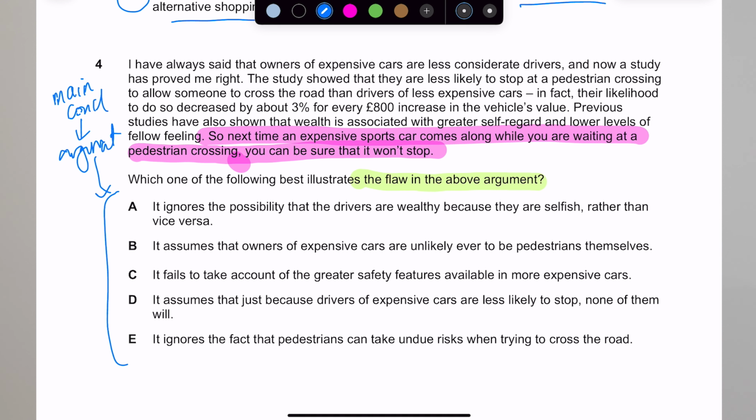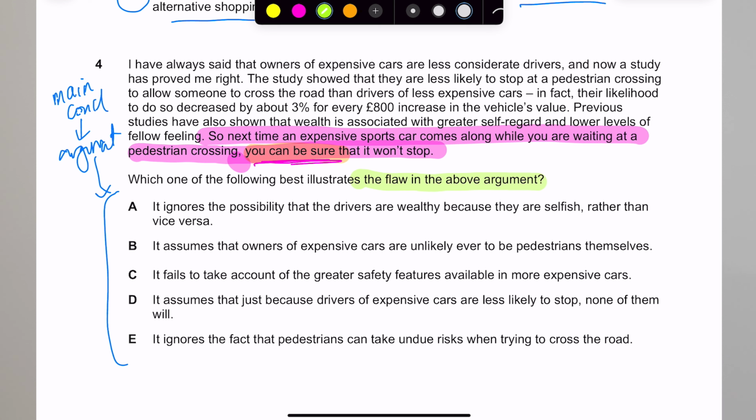Now, sometimes I look for the conclusion first. Most of the time I just read it through because I don't find it particularly confusing to do it that way either. But the reason I'm doing that is because I think it's good practice for your main conclusion questions as well. You can double up and look for the main conclusion as well as the flaw. Okay, so let's find the argument for why we're saying if an expensive sports car comes along, you can be sure that it won't stop. Anything where it's too certain, you know for sure that there's going to be something wrong with it.